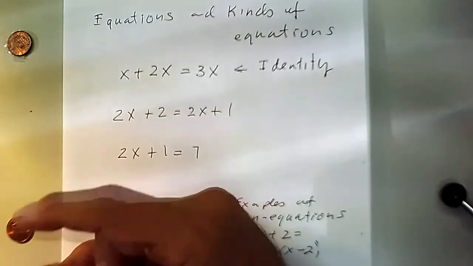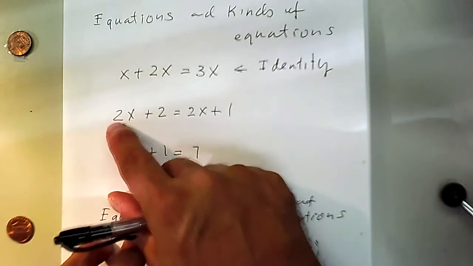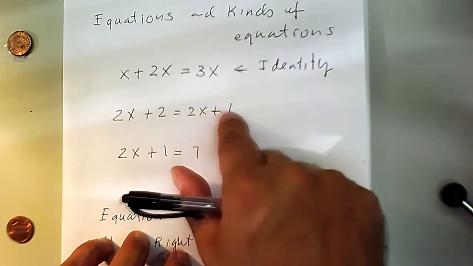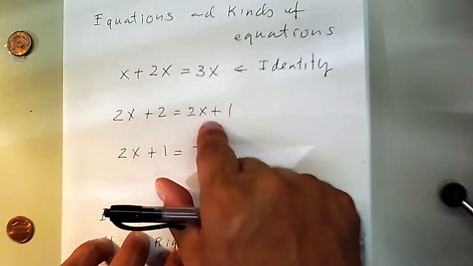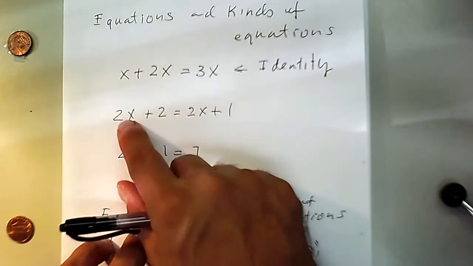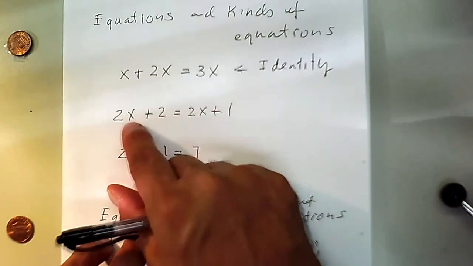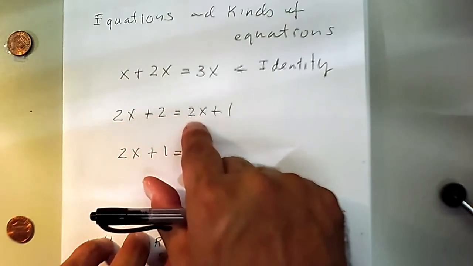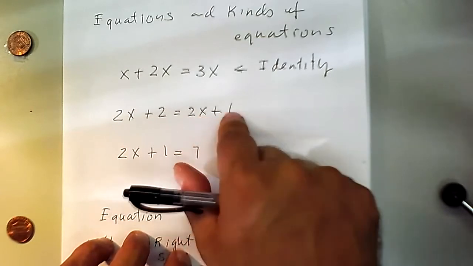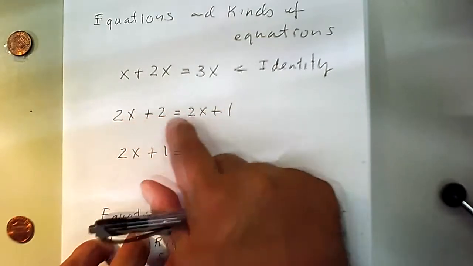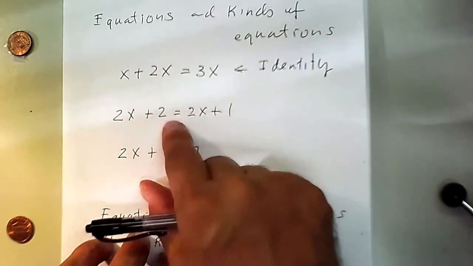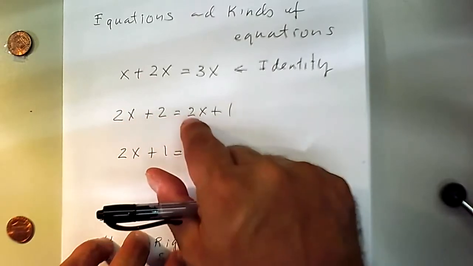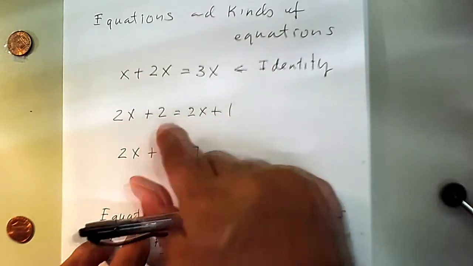If we put a 6, just to give another example, we would have 2 times 6 is 12 plus 2, 14. 2 times 6 is 12 plus 1, 13. We would have 14 equals 13. And it doesn't matter what number you use for x. Twice the number plus 2 is never, ever going to be equal to twice the same number plus 1. It's never going to happen. Even if we plug in 0, 2 times 0 plus 2 is 2, and 2 times 0 plus 1 is 1. 2 is certainly not equal to 1.